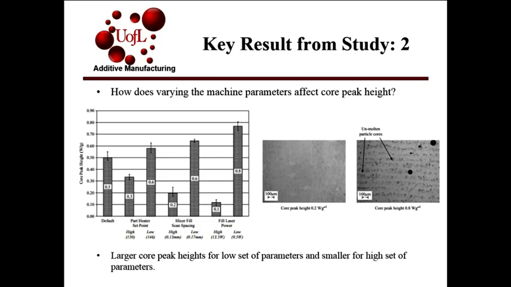As we can see, a core peak height of 0.2 and a core peak height of 0.8 were examined. It can be seen that the low core peak height corresponded to a well-sintered part with the absence of observable unmelted particle cores, whereas the large core peak height had multiple unmolten particle cores present.